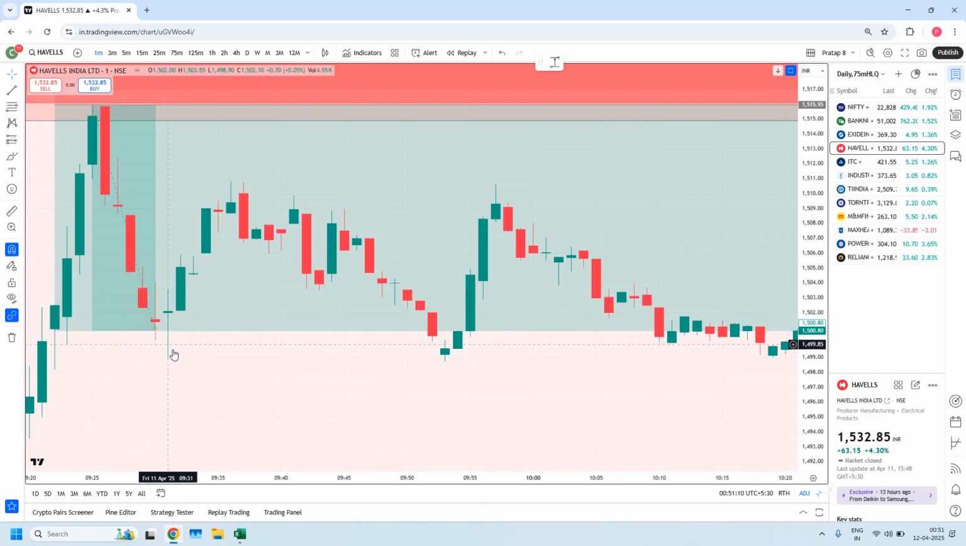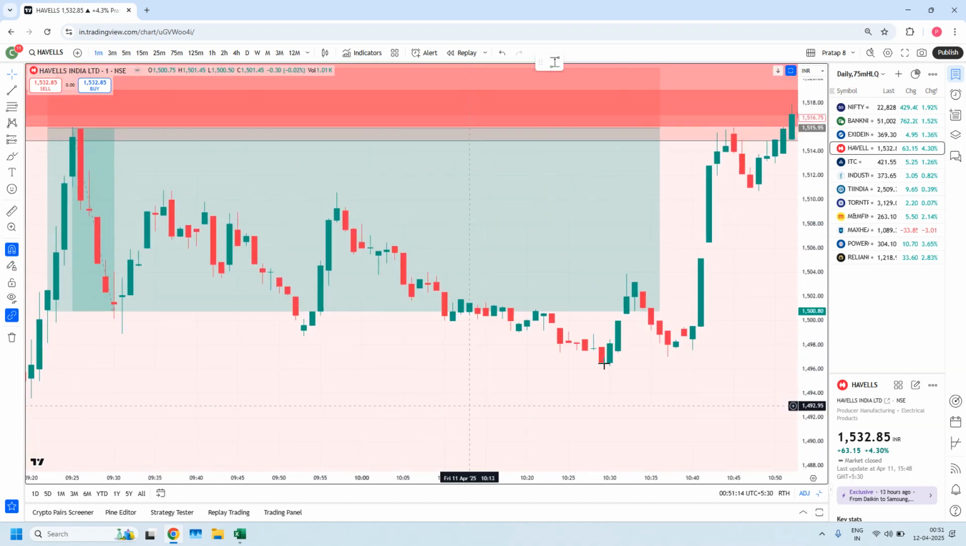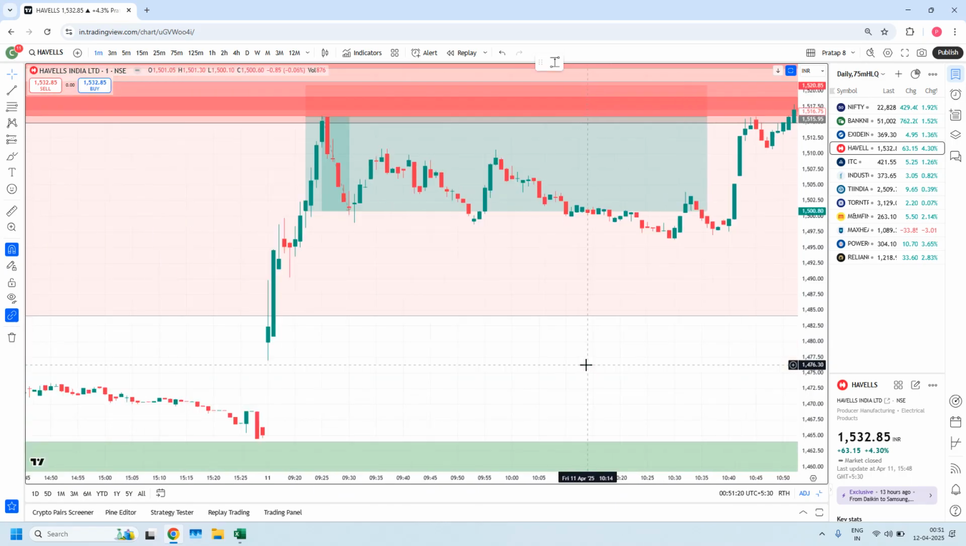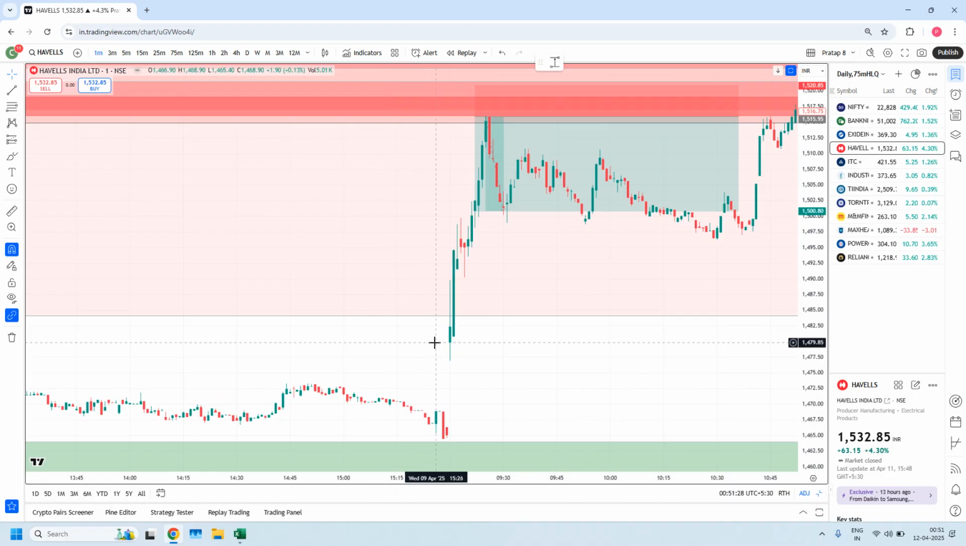So it gave you 1:3. After that, it moved a lot of swings, and some more down it has given you. Up to 1:4, it might have given you today. But okay, so we booked profit at 1:3 RR. And why are we aiming for 1:3? Why not the 15-minute target, you may ask. In this stock, definitely you should not aim for the 15-minute target.